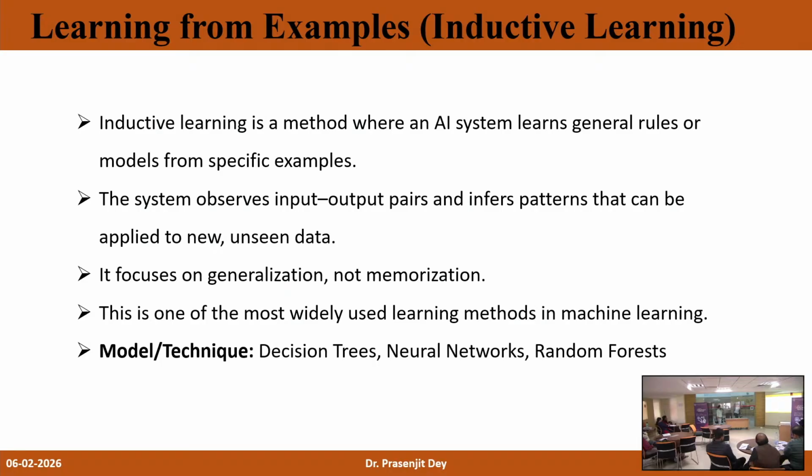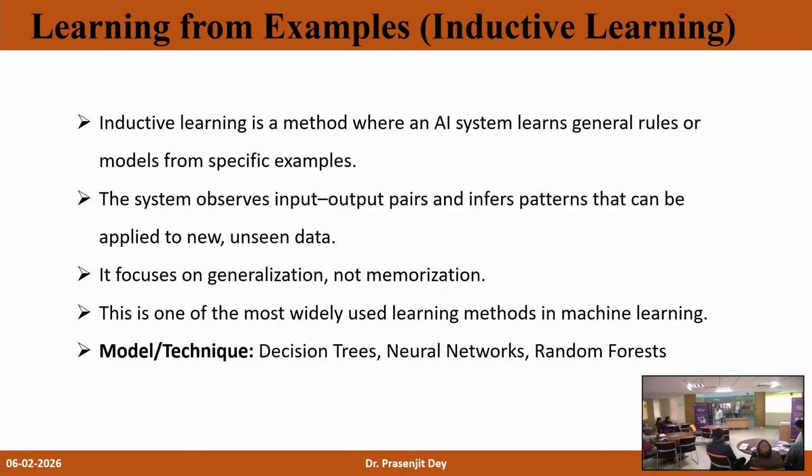Inductive learning is a method where an AI system learns general rules and models from specific examples, like weather forecasting. I have data of weather for each day, and based on that I may become expert at forecasting the weather. So it focuses on generalization, not memorization. That is how it is different from rote learning. Rote learning focuses on memorizing, whereas inductive learning focuses on the data. This is one of the most widely used learning methods. Neural networks, decision trees, random forests also come into this category.